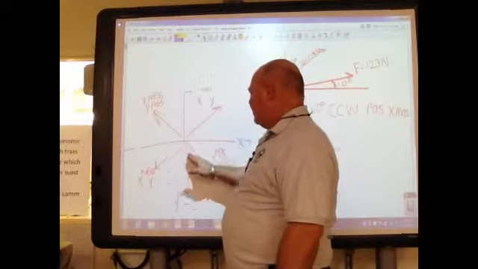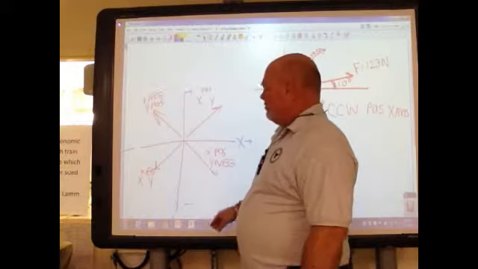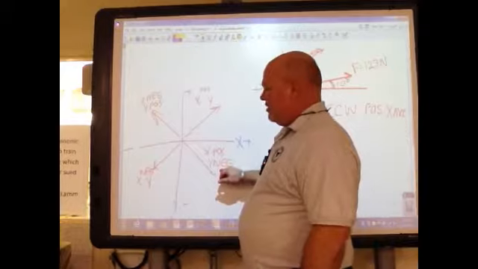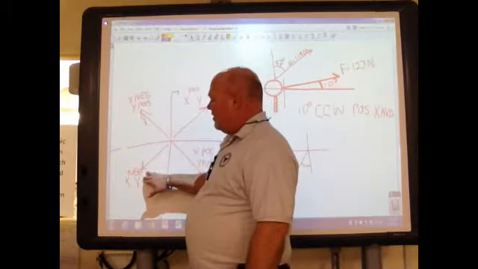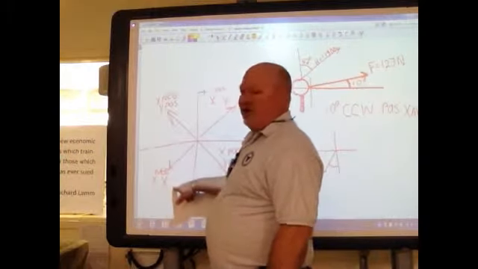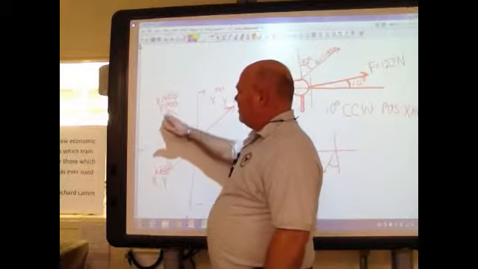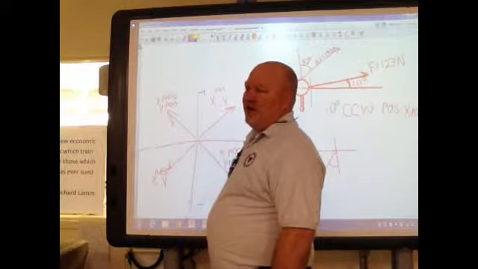This vector is going down and to the right. When you go down and to the right, x is positive, y is negative. Down and to the left, x and y are both negative. Up and to the left, x is negative, y is positive.